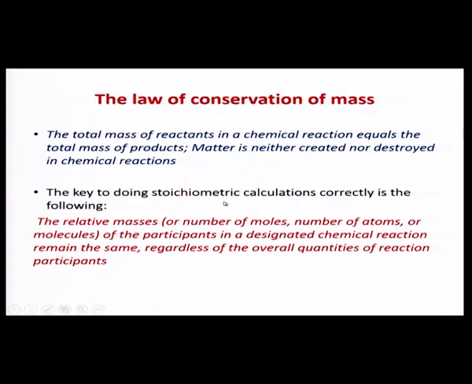The key to doing this stoichiometric calculation correctly, which is very important, is to follow these steps. The relative masses, or the number of moles, the number of atoms or molecules of the participants in a particular designated chemical reaction should be known. That should remain the same regardless of the overall quantities of reaction participants in a particular chemical reaction. This is very, very important. So, the stoichiometric equations are concerned with the law of conservation of mass.